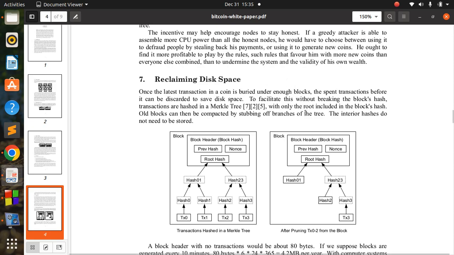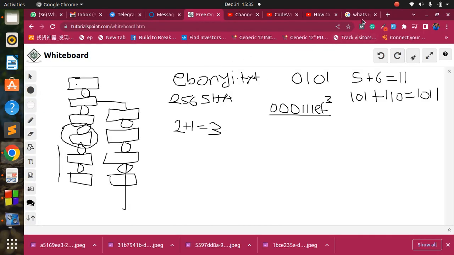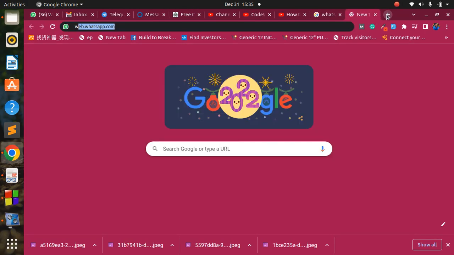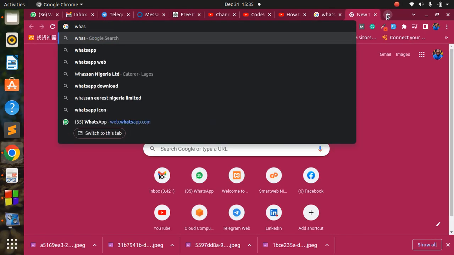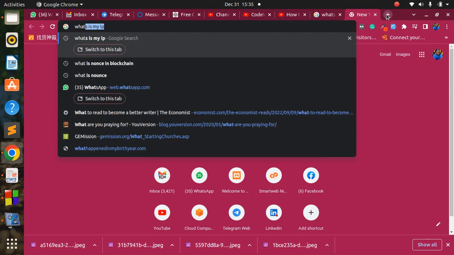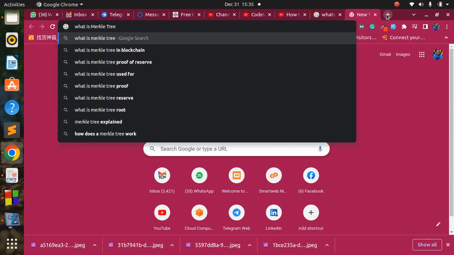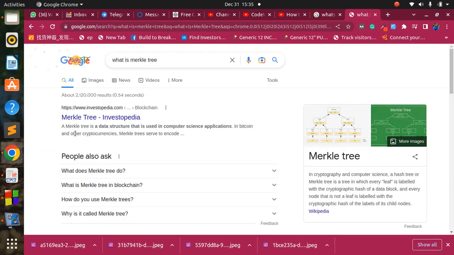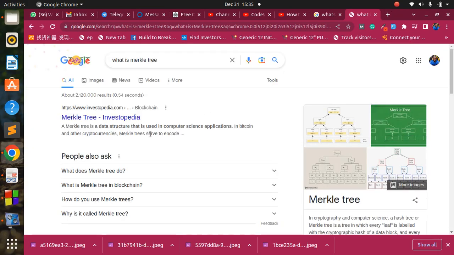Alright. To facilitate this without breaking the block's hash, transactions are hashed in a Merkle tree. So what is a Merkle tree? Let's find out. Remember that this is a detailed explanation of what I said in what is blockchain. What is Merkle tree in blockchain? Merkle tree is a data structure that is used in computer science application in Bitcoin and other cryptocurrency.